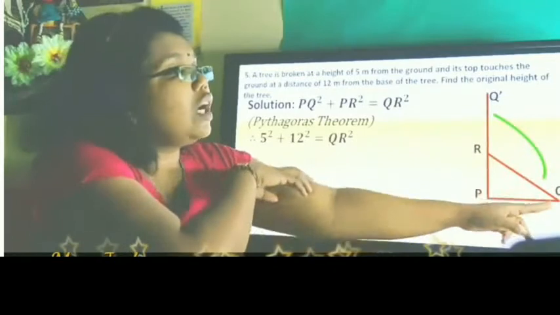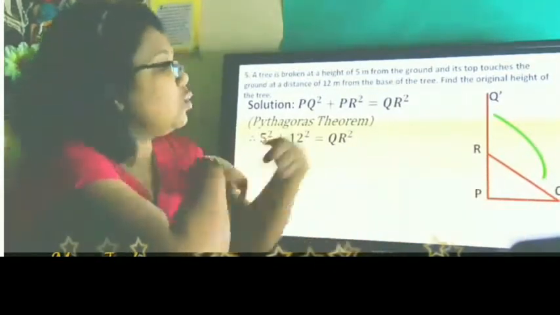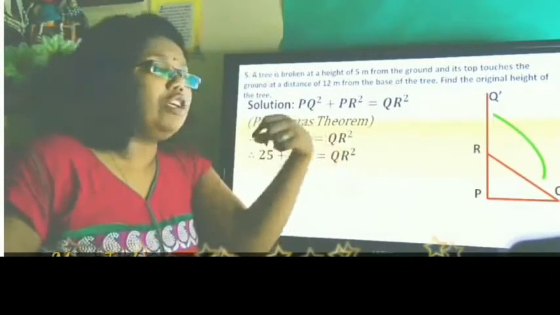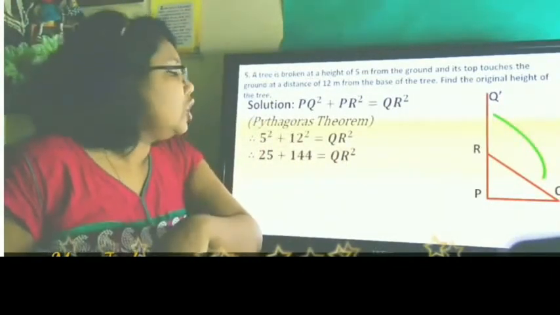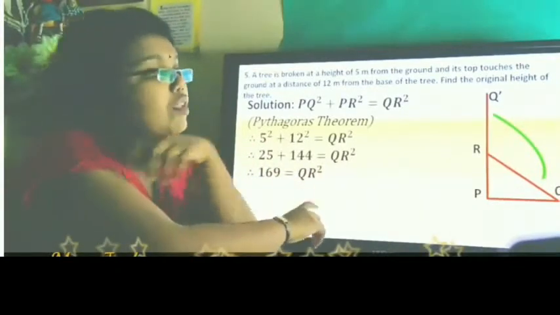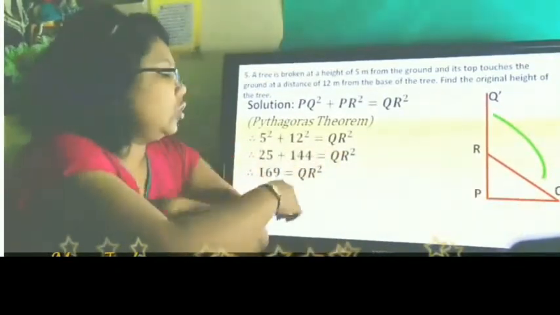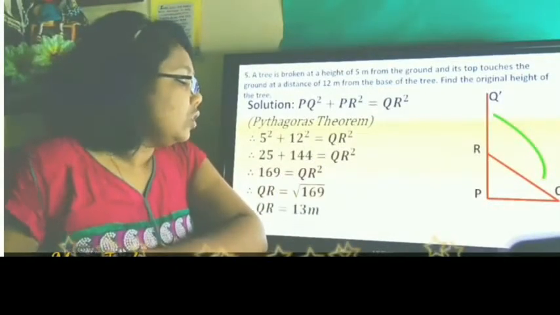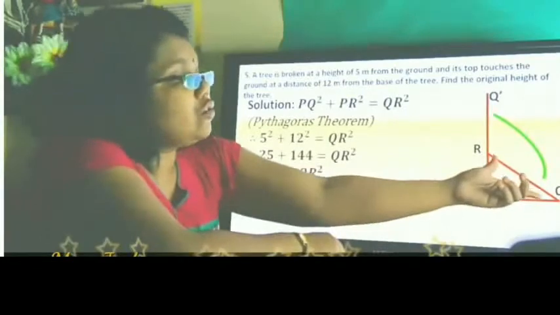So this fallen down height is our hypotenuse, and that's what we are going to find. So 5 square is 25, 12 square is 144. When you add, you get QR square. 25 and 144 gives you 169, that is QR square. This is the hypotenuse now. Now QR square is 169. 169 is the square of 13. So 13 is the height that has fallen down.